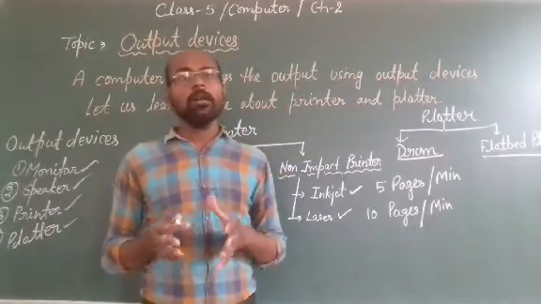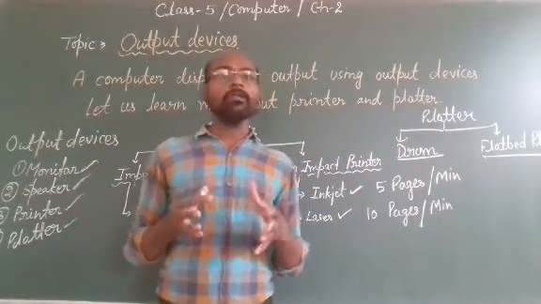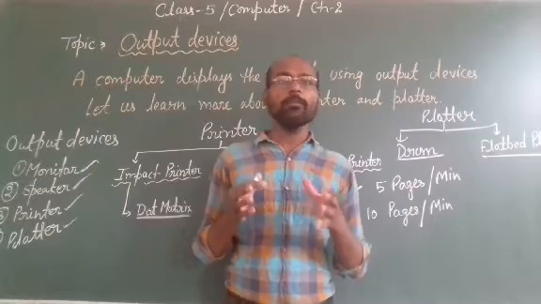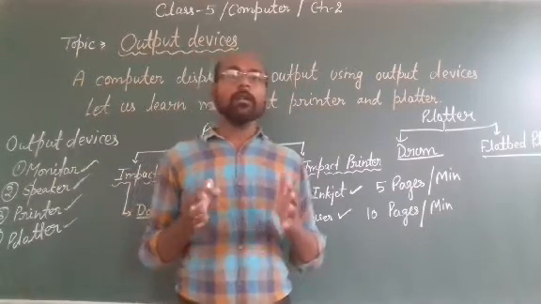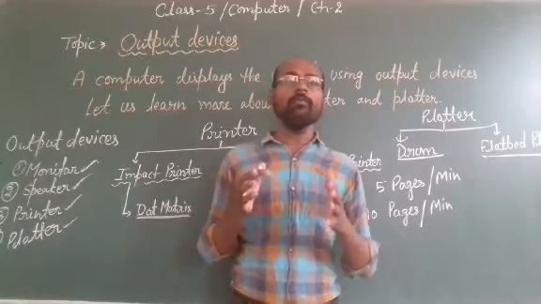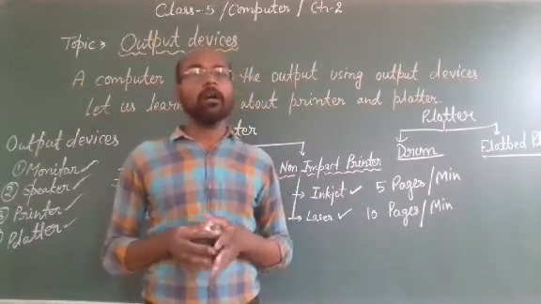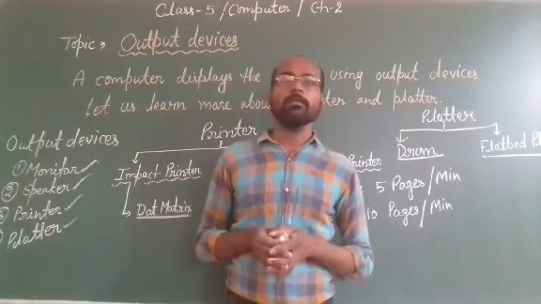There are two types of plotter, drum plotter and flatbed plotter. Drum plotter: paper is wrapped around a rotating drum with a pin feed attachment. During printing, the drum revolves while the actual pen does the printing. A drum plotter is also known as a roller plotter.